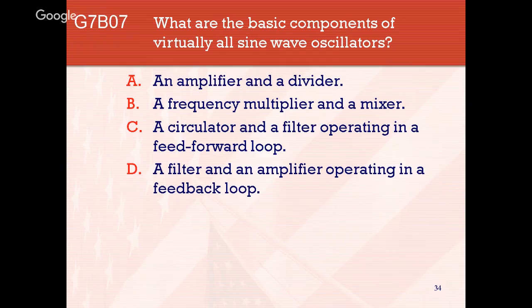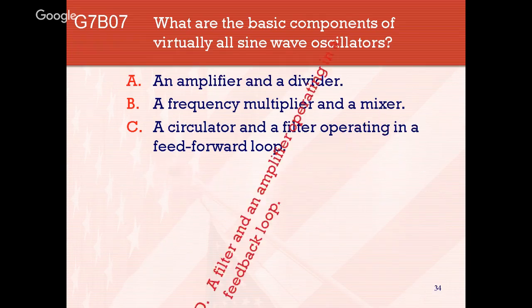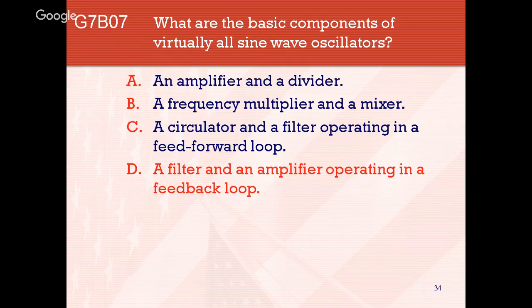All right. So what are the basic components of virtually all sine wave oscillators? That word divider doesn't fit. Multiplier and mixer, it doesn't fit either. Feed forward loop, I don't know what that is. Your only logical answer here is a filter and an amplifier operating in a feedback loop. If you remember that picture, get that visual in your head. That is a basic, simple sine wave oscillator.